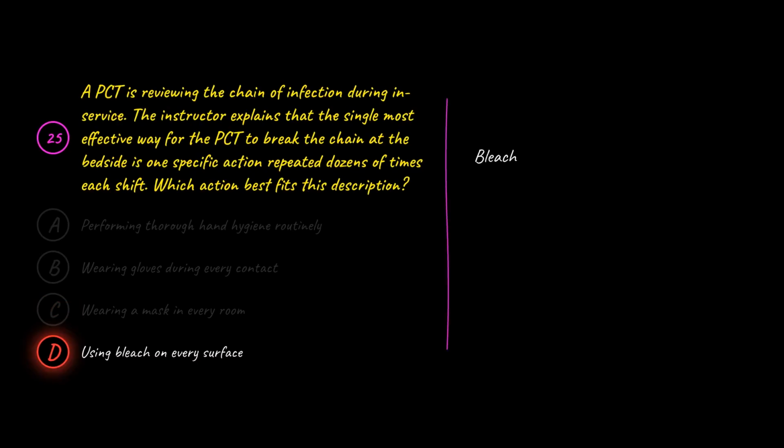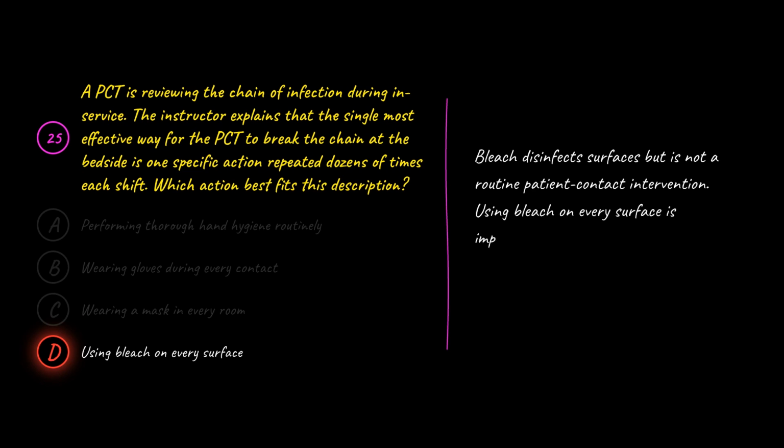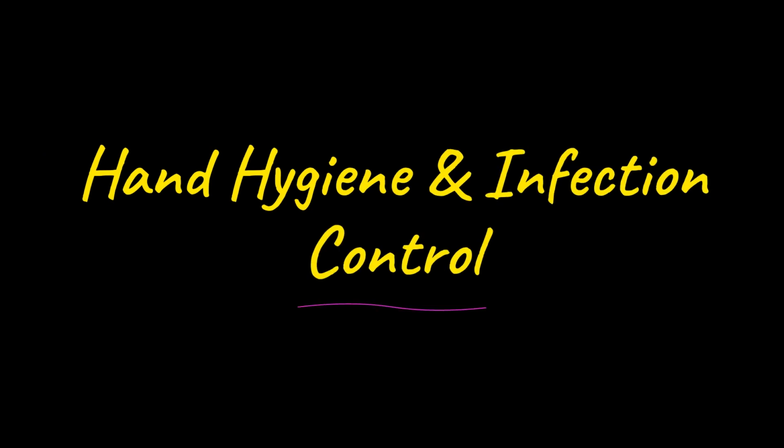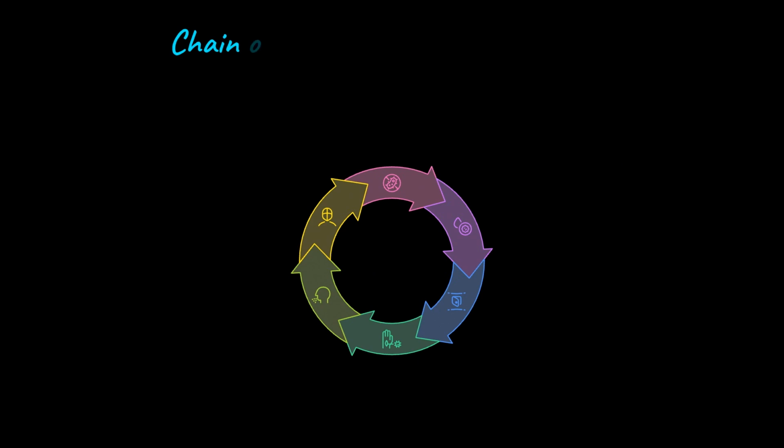D is wrong because bleach disinfects surfaces but is not a routine patient contact intervention. Using bleach on every surface is impractical, and surfaces alone do not represent the highest volume transmission link compared to healthcare worker hands. Hand hygiene is the single most effective infection control intervention in clinical care. It works by interrupting the chain of infection at the point where healthcare worker hands carry organisms from one patient or surface to the next.